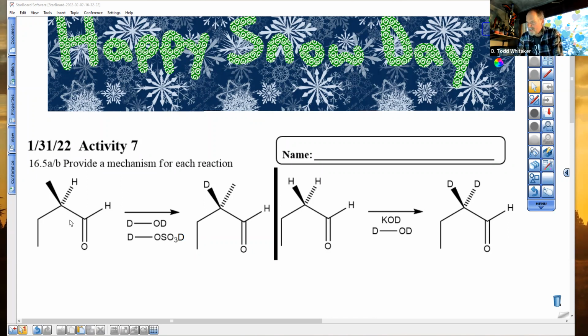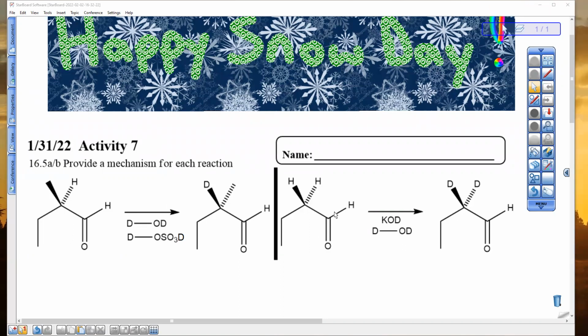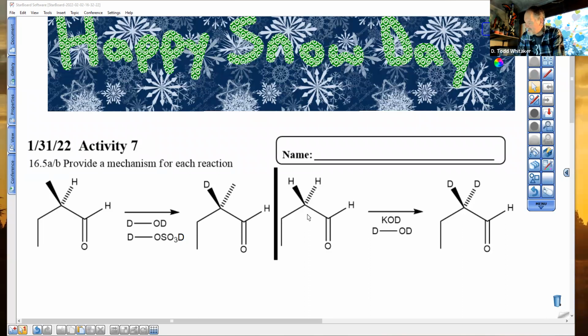As we progress in this mechanism, I'm going to point out the fact that there's a racemization going on. So the word racemization reflects that you're taking one isomer and you're going to make a mixture of two isomers, R and S, equal amounts, racemic mixture. This one doesn't have a stereocenter, so it's not relevant to talk about racemization.